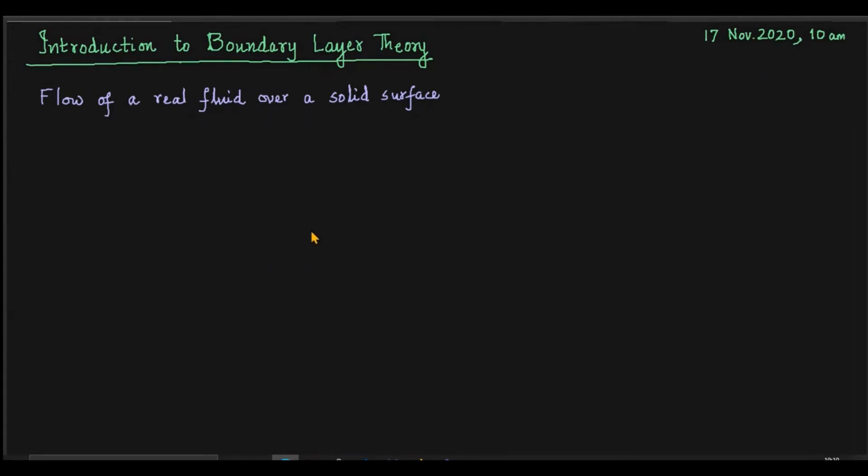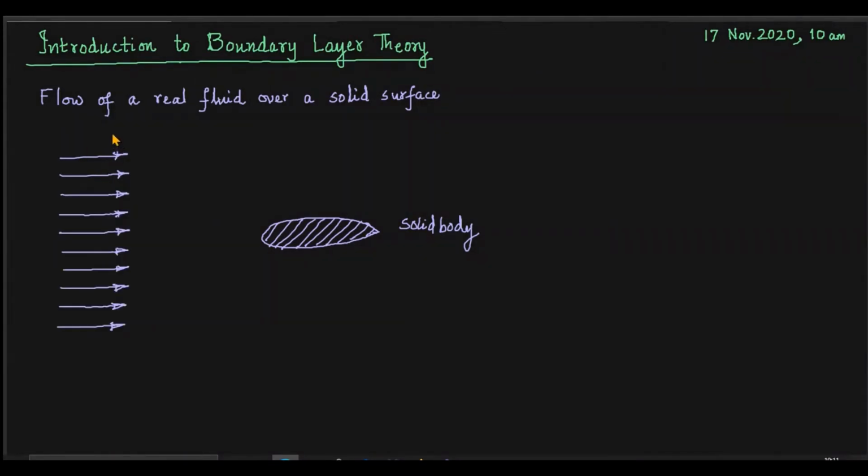Consider a solid body. For example, let's say it has some shape like this, and fluid is approaching it with a certain velocity. All layers of fluid have the same velocity. The free stream velocity hereafter we will be representing by a suffix infinity, so here we will write u infinity. Basically, this velocity is in the x direction. So u infinity is the unobstructed stream velocity, what we call free stream velocity.